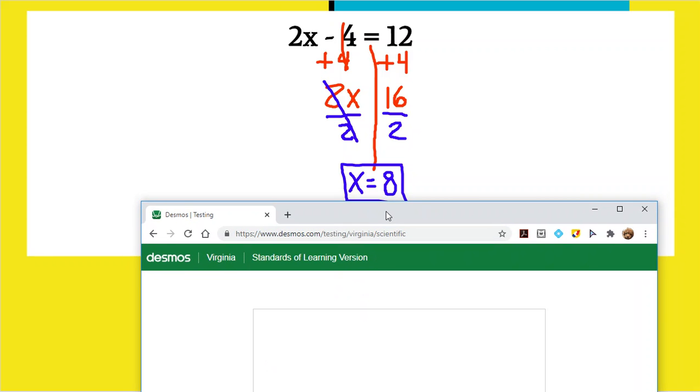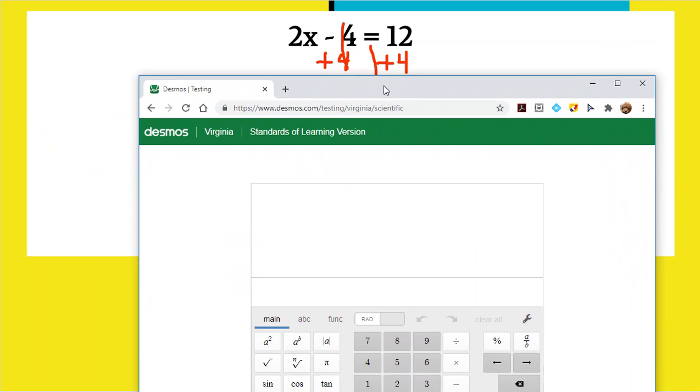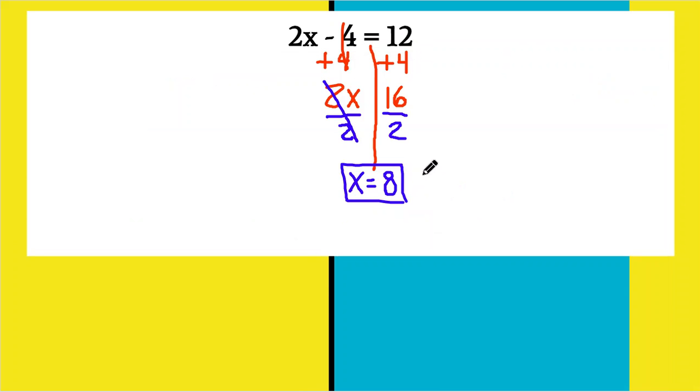Remember, the good thing about equations is I can always check my work. So if I pull up my Desmos, I see it says x equals 8. I can type in Desmos x equals 8, hit enter, and then I can type in my original equation up here, 2x minus 4, and that gave me 12, and that's what they wanted that to equal, 12. So we know we got it right.